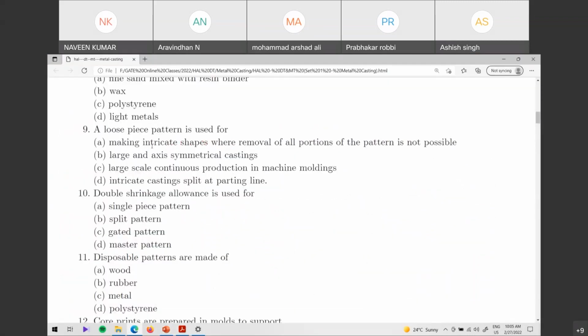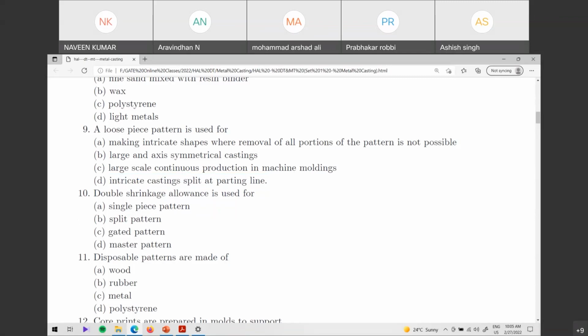See the options. Let's go from bottom to top. Intricate casting split at parting line. Which pattern will we use for this? We are having some intricate shapes. Is it not the split pattern that we are going to use for this? So this is split pattern.